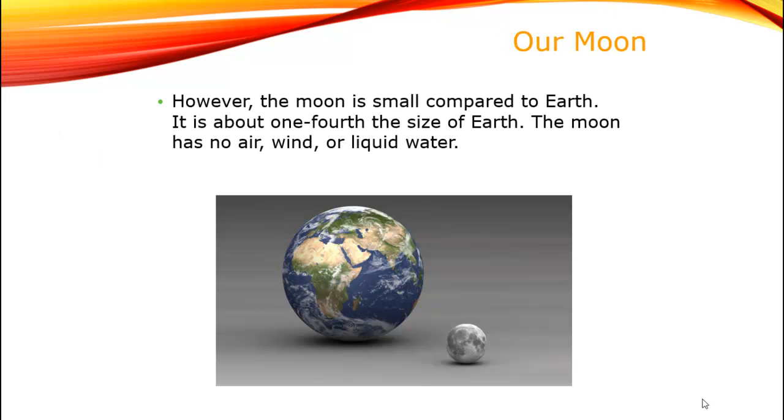The moon is small compared to Earth. It's about 1/4 the size of Earth, and it has no air, wind, or liquid water.